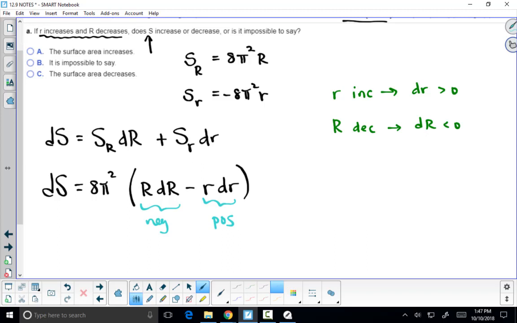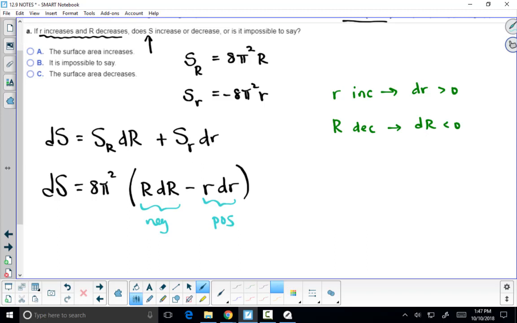So we're going to have a net negative number. Oh, yeah, good point. So we're going to have a net negative there. So in that case, it does decrease. That means ds has to be negative. Yeah, sorry about that. Good point.